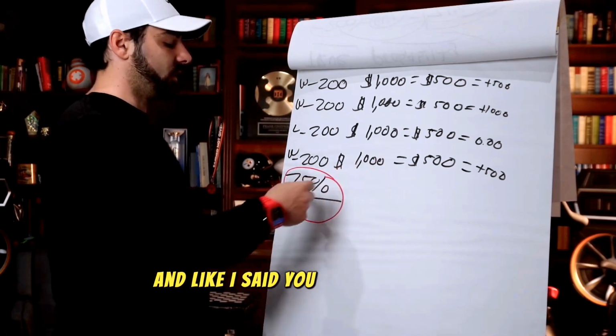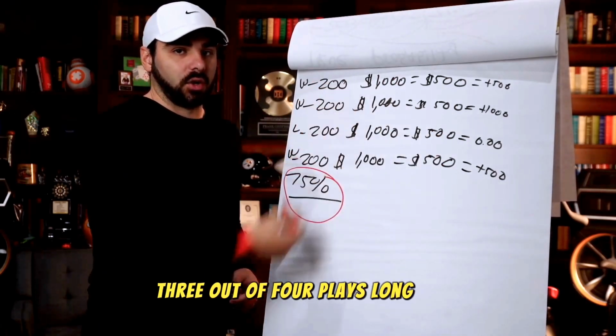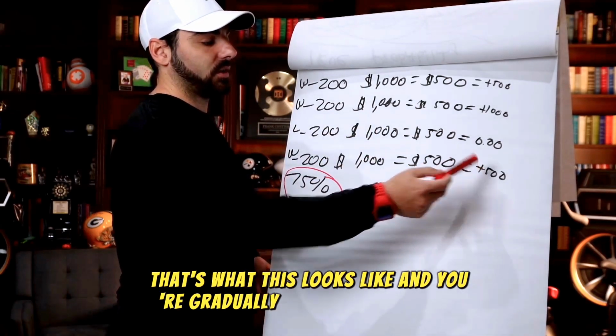And like I said, you hit this number right here. I just showed you right here, 3 out of 4 plays. Long term, if you're hitting this number, that's what this looks like, and you're gradually making some money.